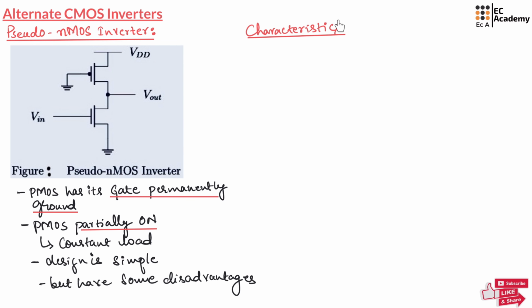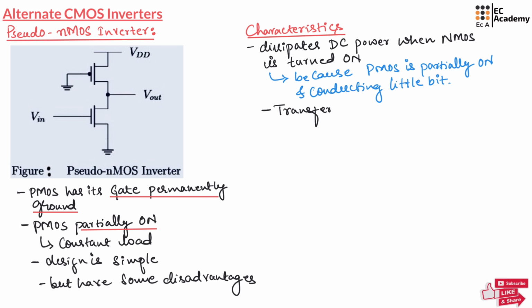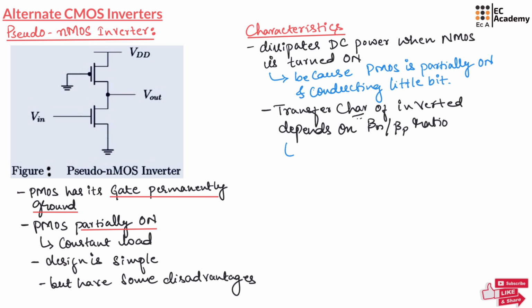Now let us understand the characteristics of Pseudo-nMOS inverter. Unlike a complementary CMOS inverter, which only uses power during switching, the Pseudo-nMOS inverter dissipates DC power whenever NMOS pull-down transistor is turned on. This is because PMOS is partially on and will be conducting a little bit. Here the transfer characteristics of inverter depends upon beta n by beta p ratio. So this ratio affects both the output low voltage and switching threshold.